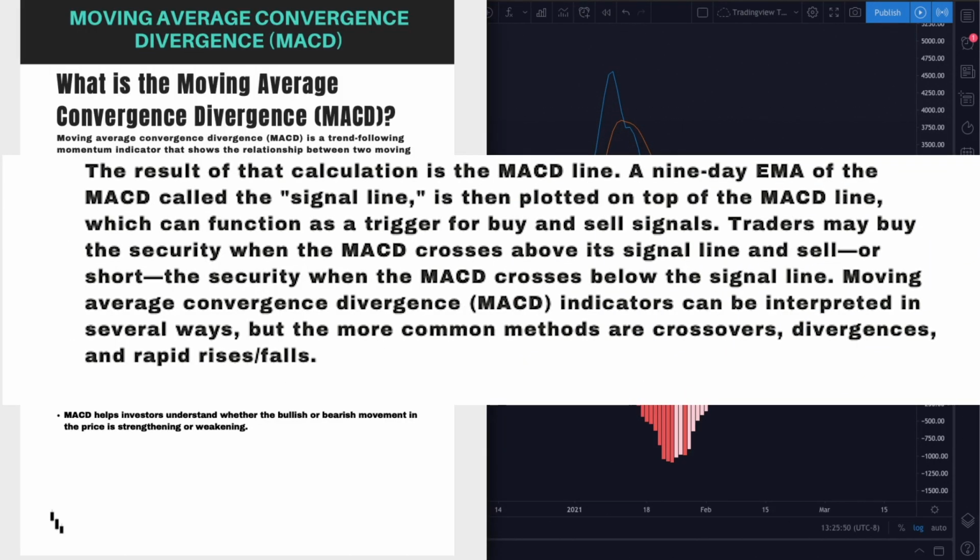Traders may buy when the MACD line crosses above its signal line, and sell or short the security, asset, or stock when the MACD crosses below the signal line. That would be a bearish cross. We just talked about that. Moving average convergence divergence indicators can be interpreted in several different ways, but the more common methods are crossovers, divergences, and rapid rises and falls.